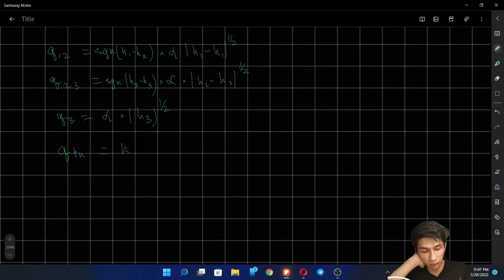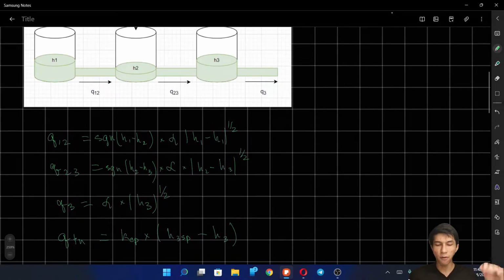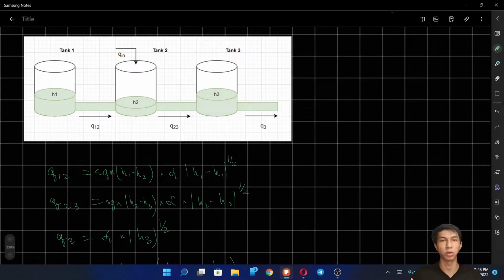So we have Kcp, which is going to be the proportionality constant for the flow coming in, multiplied by the difference in height. So we have our new variable, which is going to be height set point minus height 3, okay? So this is the proportionality for the flow entering tank 2. Okay, so now we have our model for our 3 tanks that are connected with each other.